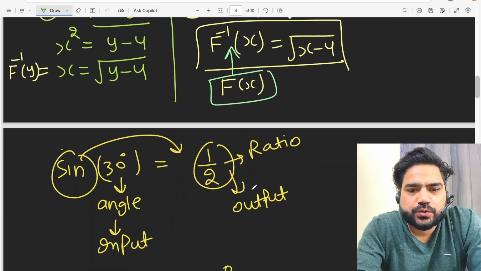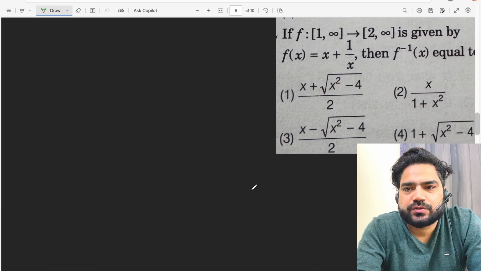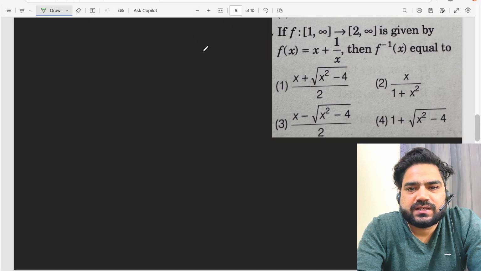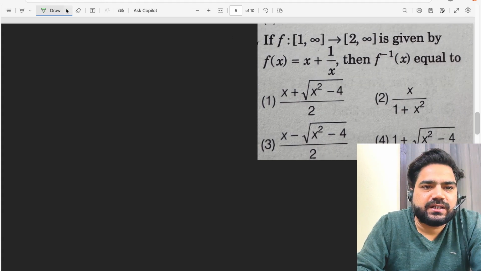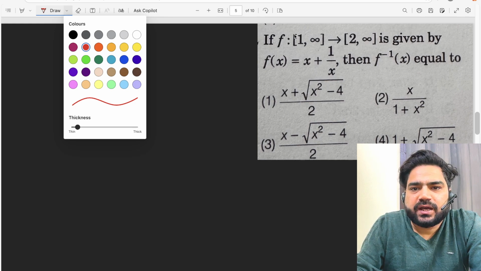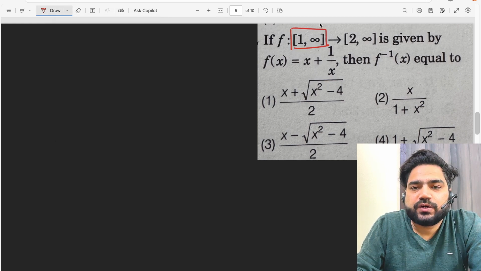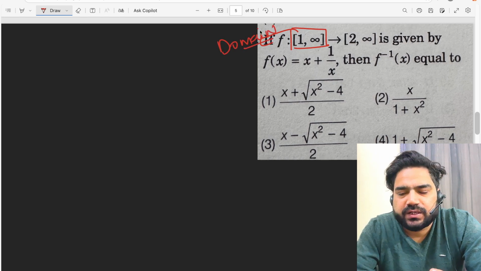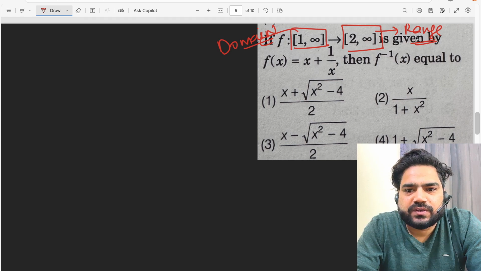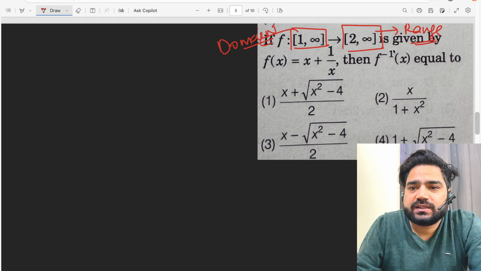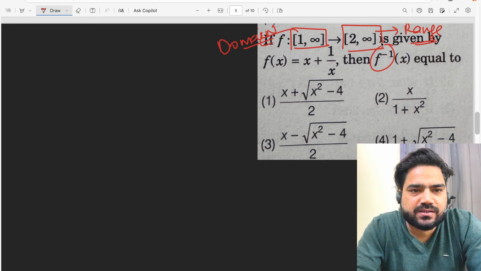Now let's do one question also. Suppose this is a question given to you, and in this question we can easily find its inverse. But how? See, in this question it is clearly saying that a function is there, and the function is from 1 to infinity. Now 1 to infinity stands for the domain of this function. Domain means the values of x that we can put here, and this is the range of the function. So the function is given, f(x) is x plus 1 by x, and we have to find its inverse. So how to find the inverse of a function? Suppose options are also given.